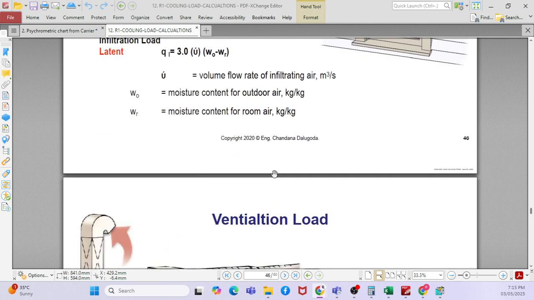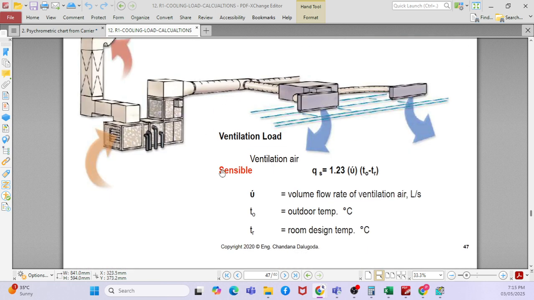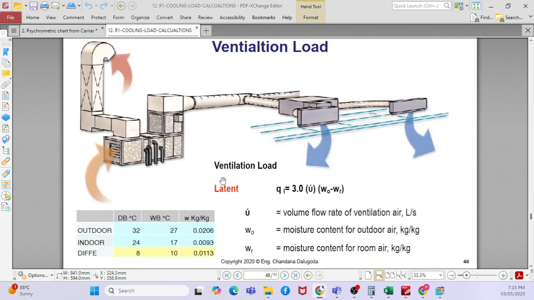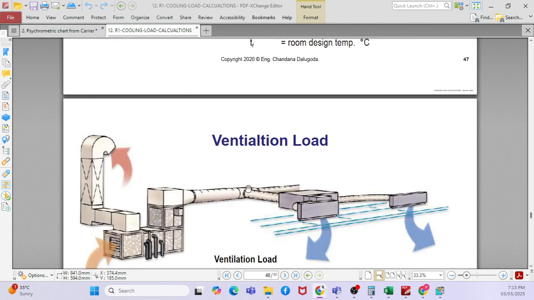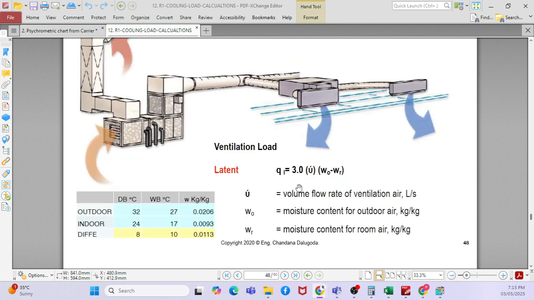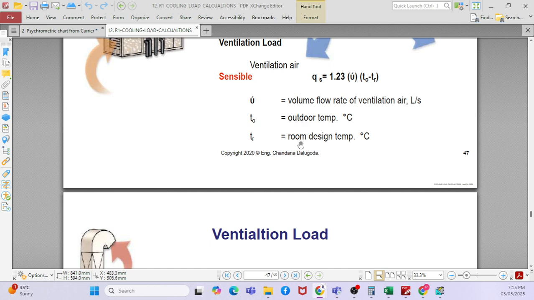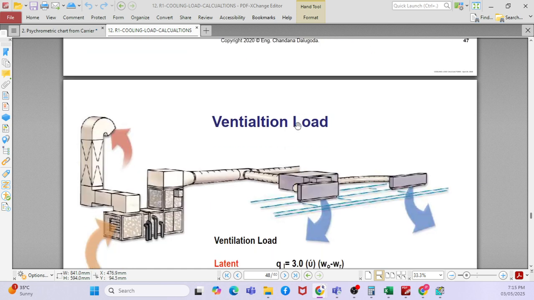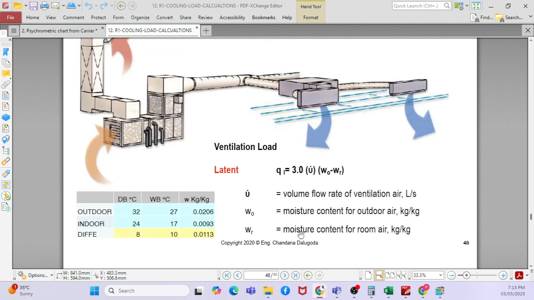Then what is the ventilation load? Ventilation load also has a sensible and a latent part, right? So this is the sensible equation and this is the latent equation. For the sensible load equation, you need a temperature difference, and for the latent load, you need a moisture difference. So this is the calculation, right?